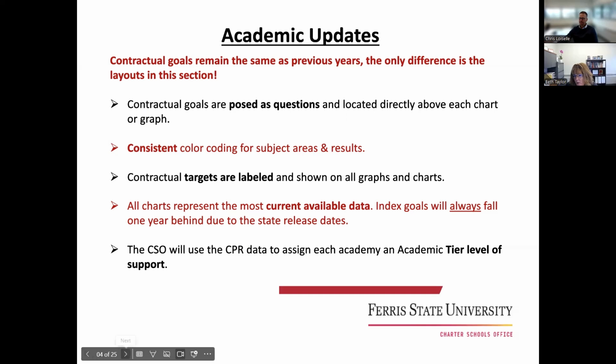The index goals will always fall 1 year behind due to the state release dates. And you will see that in some of the upcoming slides. And the CSO will use this CPR data to assign each academy an academic tier level of support. You should have all received your tier levels. If you were at tier 1 or 2, you would not have had to worry about doing anything at this point. If you're a tier 3 or 4, we'll be contacting you to set up an academic monitoring plan.